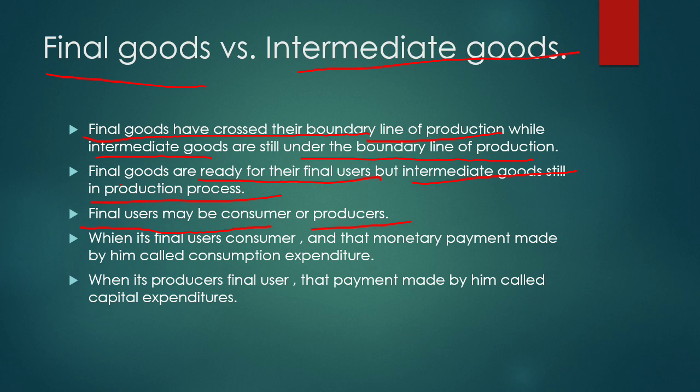Okay, it depends on the nature of their occupation. When a final user consumes, the monetary payments made by the final user, like a consumer, will be called consumption expenditure. And when the final user is a producer, the payment made by the producer is called capital expenditure. I have told you in my previous slide also.